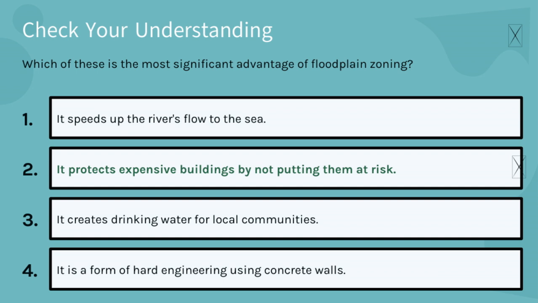This is why floodplain zoning is often seen as a sustainable strategy. It recognizes that floodplains naturally flood. Instead of trying to stop the river completely, it keeps people and valuable property out of the highest risk areas.